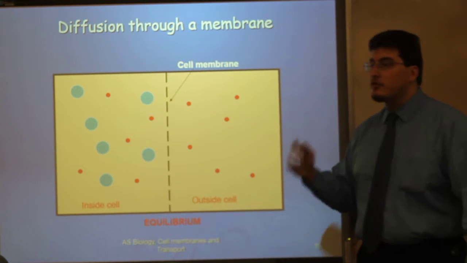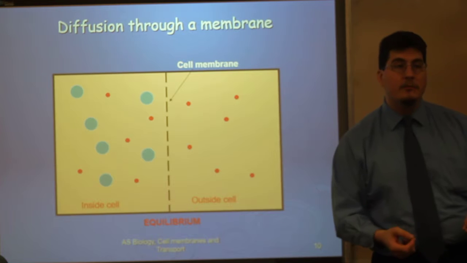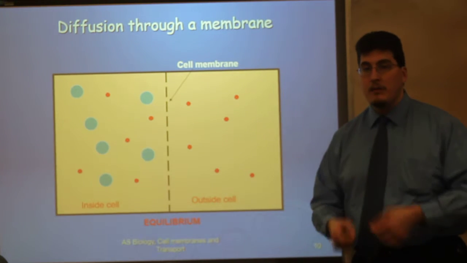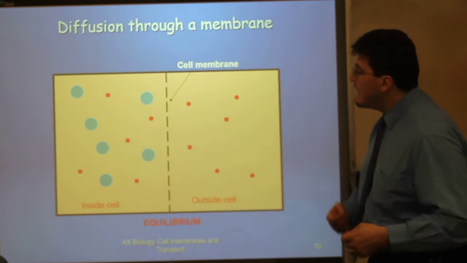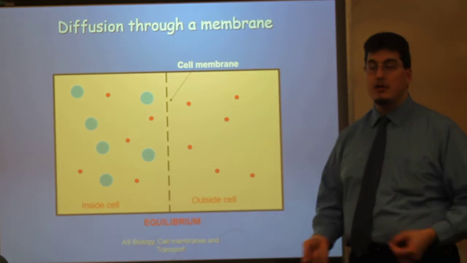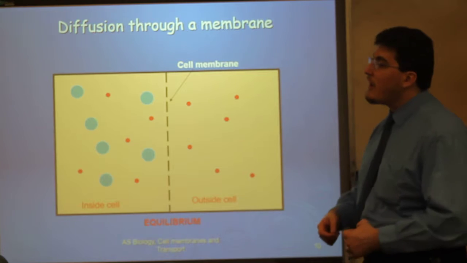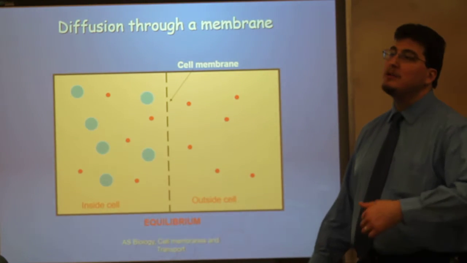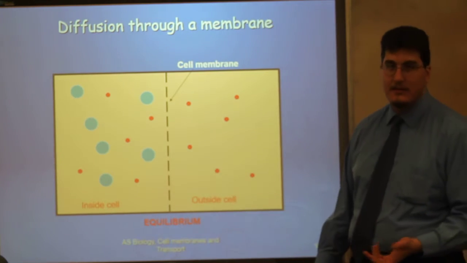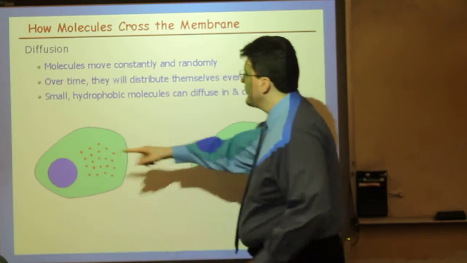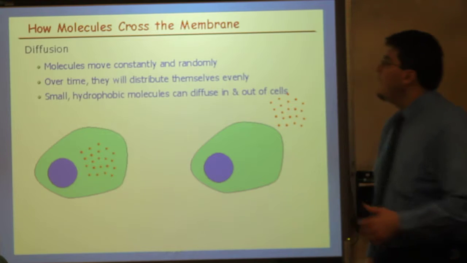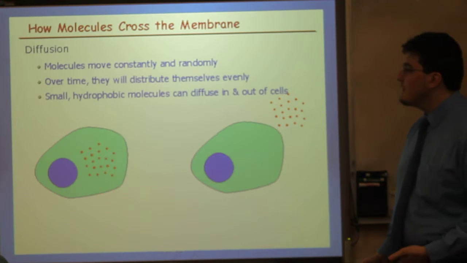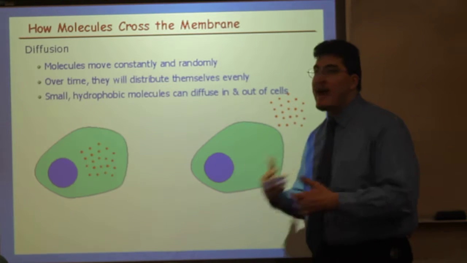So if you're talking about the diffusion of sodium, you're only dealing with sodium. If you're talking about the diffusion of potassium, you're only dealing with potassium. If you're talking about the diffusion of methane, you're only dealing with methane. If you're talking about the diffusion of cows, you're only dealing with cows. You're not dealing with chickens, not pigs, not geese. Only cows.